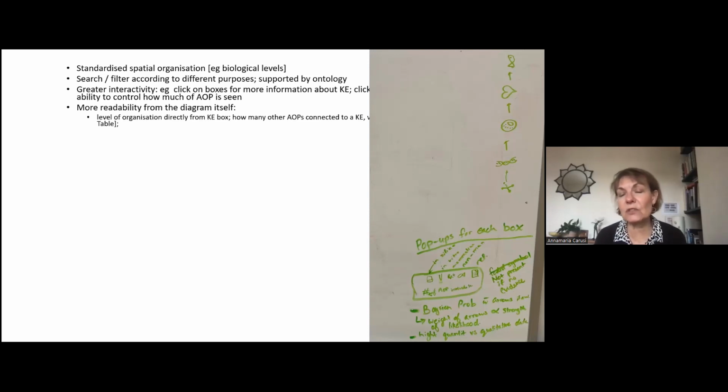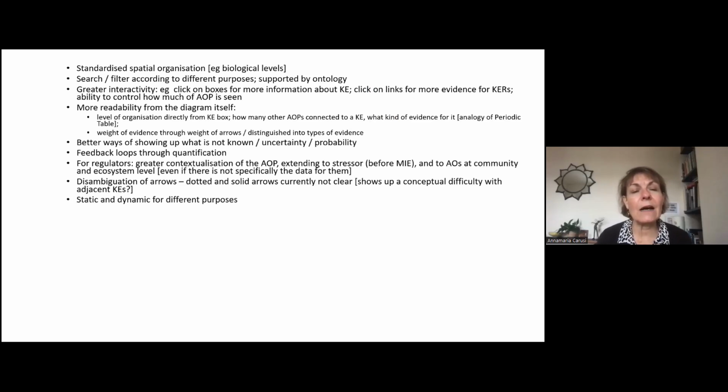You might also be able to get from the boxes the information about how many other AOPs are connected to a key event. And then running up along the side, symbols that could be used also possibly within the box for what is the level of organization, where does it belong, what is the topology of that key event. And knowing the topology of the key event was also something that was expressed as a desirable element by developers.